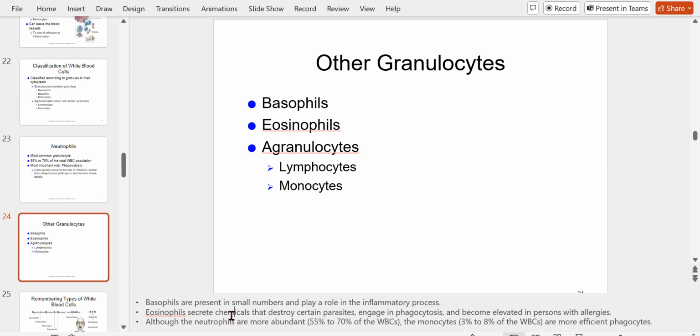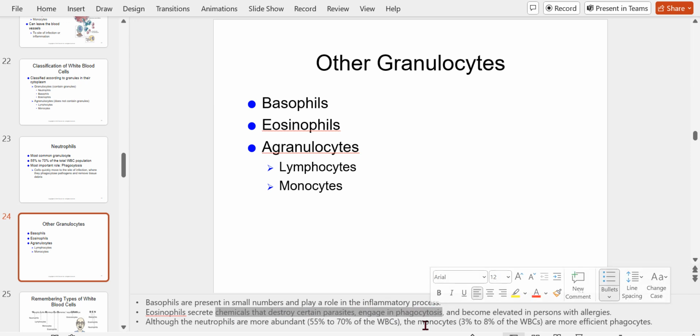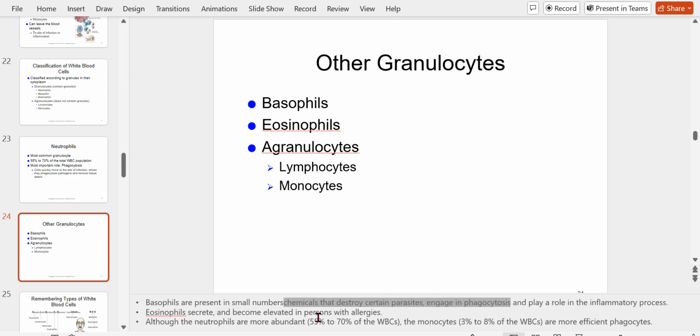Eosinophils secrete chemicals that destroy certain parasites, engage in phagocytosis, and become elevated in persons with allergies. Although the neutrophils are more abundant, the monocytes, 3% to 8% of WBCs, are more efficient phagocytes.